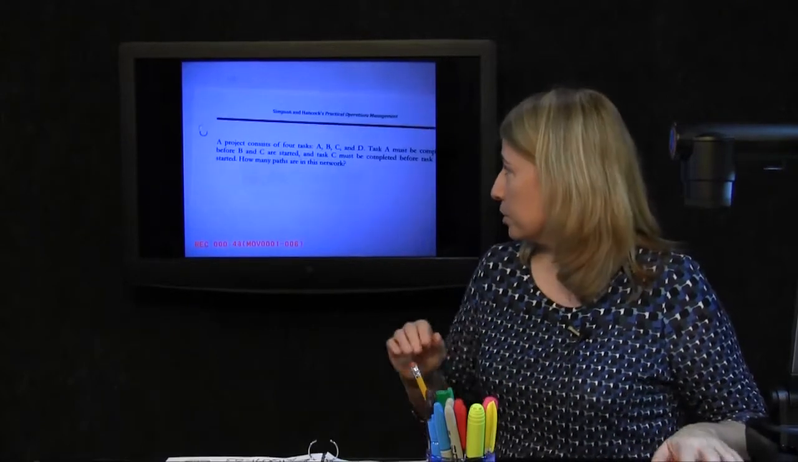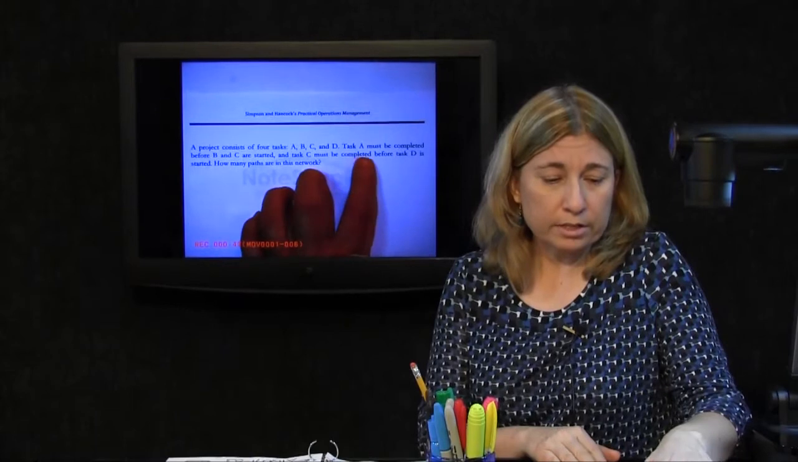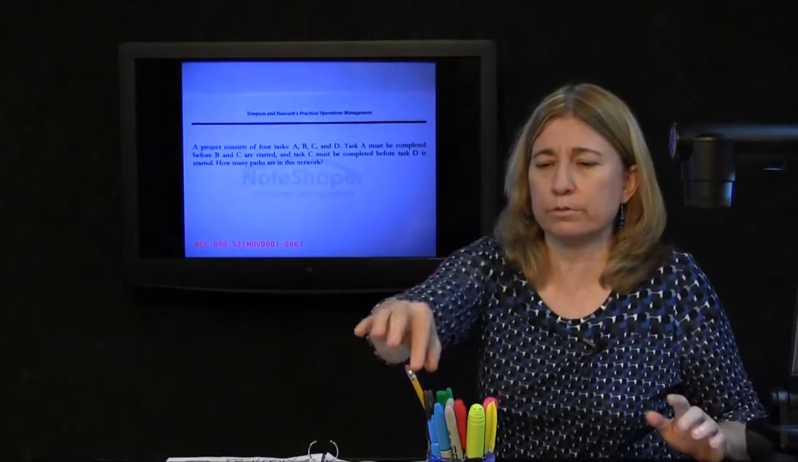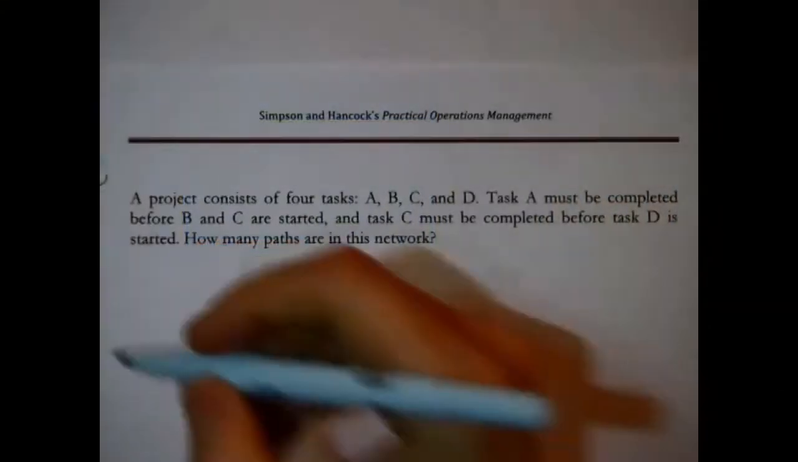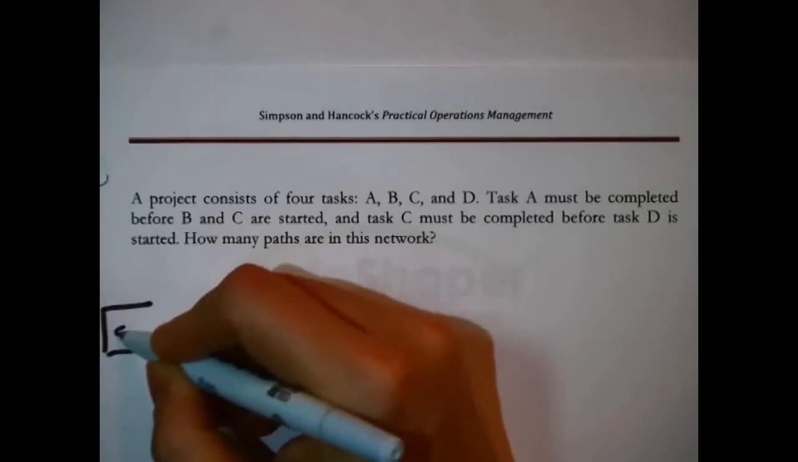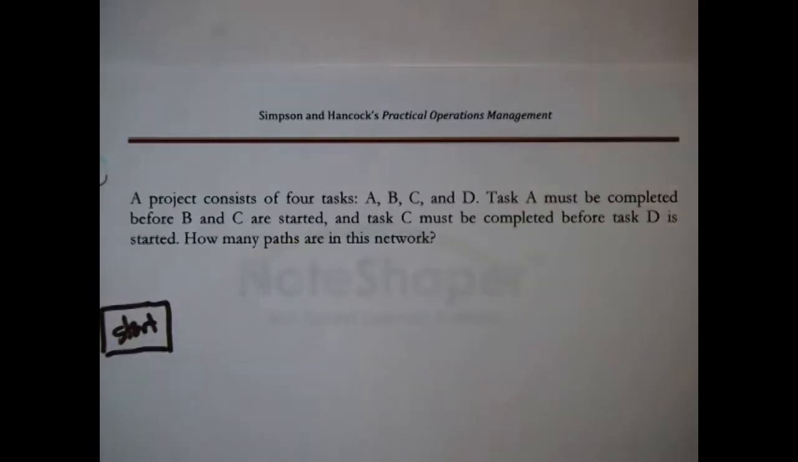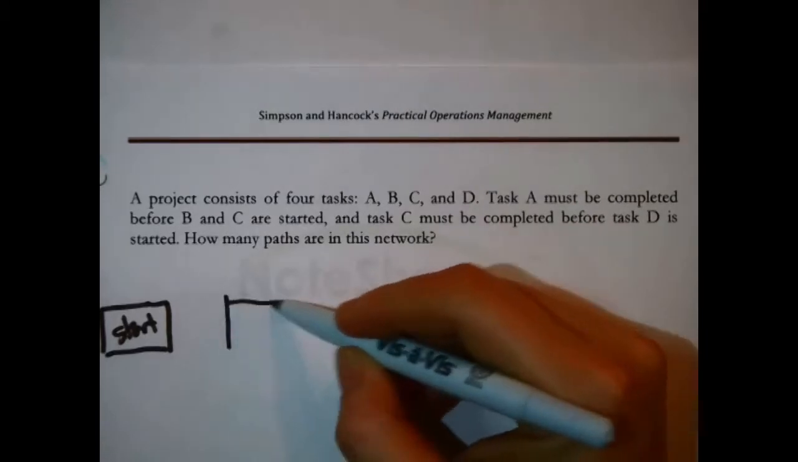A project consists of 4 tasks, A, B, C, and D. Task A must be completed before tasks B and C are started. Let's just draw this. Every project begins with a starting node. Task A must be completed before B and C are started.